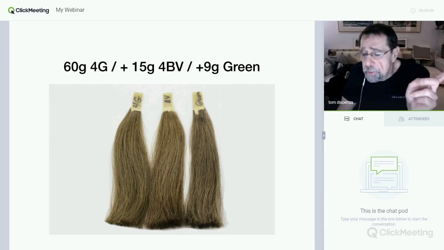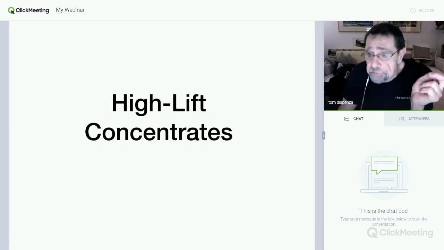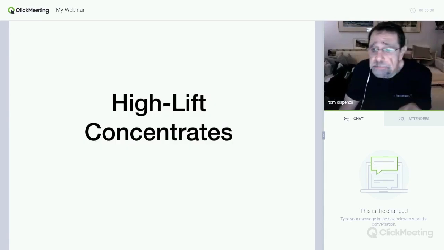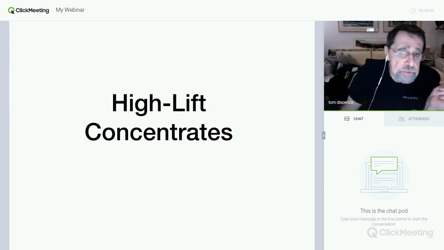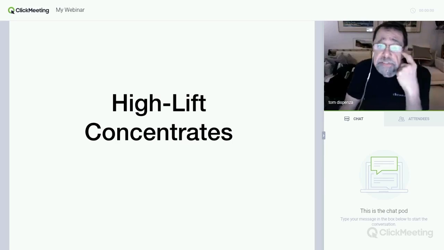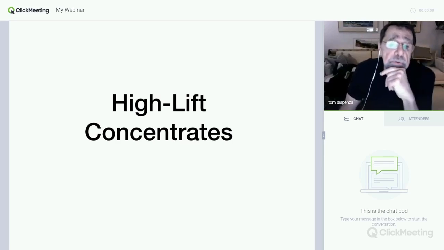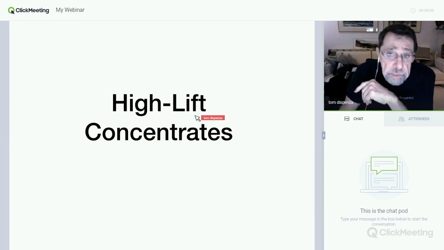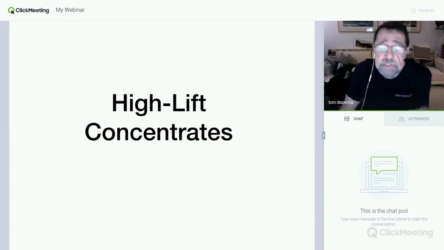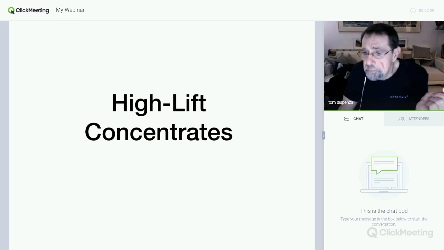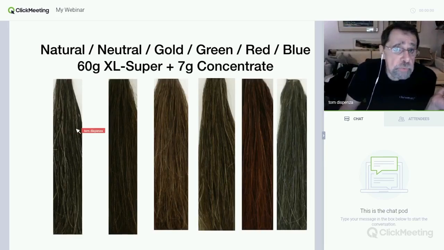Now what I want to do is show you a high lift. In this case, I'm going to mix high lift super with concentrates. I'm going to use 2 ounces or 60 grams of XL super plus 60 grams of 40 volume developer, mix it with 7 grams of each of the 5 concentrates and show you the result on a dark brown swatch. So I took a dark brown swatch, natural dark brown with gray in it.